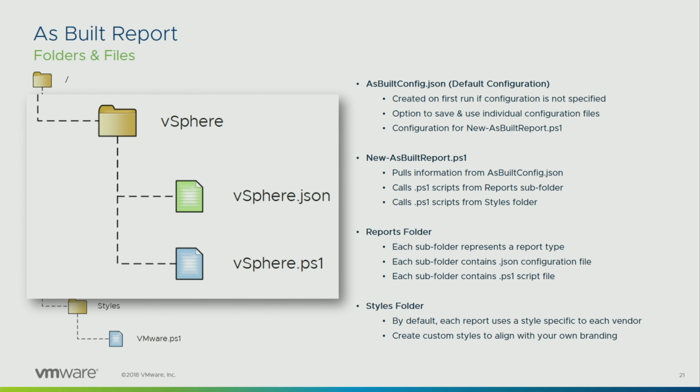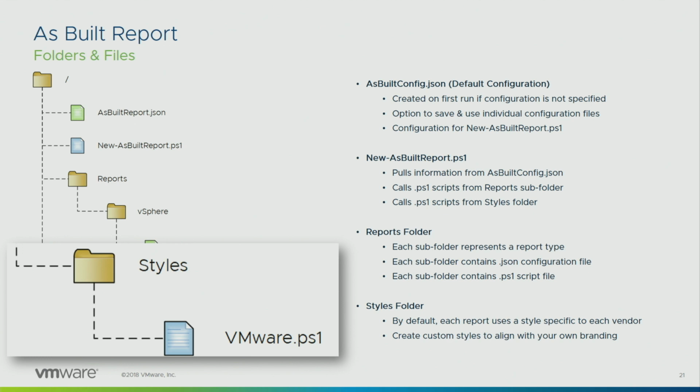So it has the configuration around the level of detail that we're going to extract. It has the information around the health checks as well. And then finally, styles. So when we write reports, we set a style for that particular vendor, and I've just been going out to their corporate branding website, take their colours, take their fonts, and make it look and feel like a VMware report.